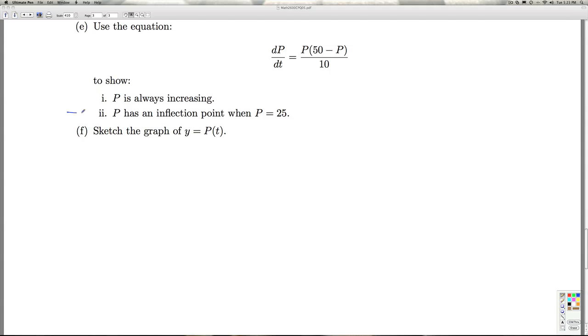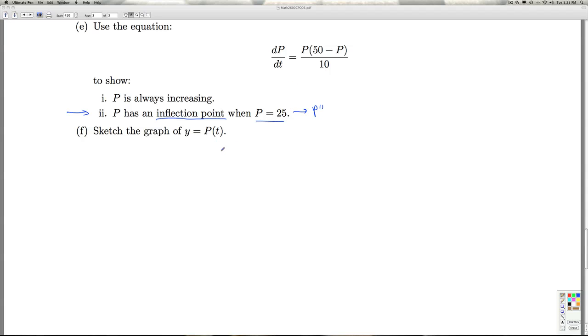All right, now we need to use that equation to show that P has an inflection point when P is 25. So inflection point is concavity. That means I have to go looking for the second derivative. This equation gives me information about the first derivative, so I'm going to implicitly differentiate to get information about the second derivative. So I'm going to rewrite this equation.